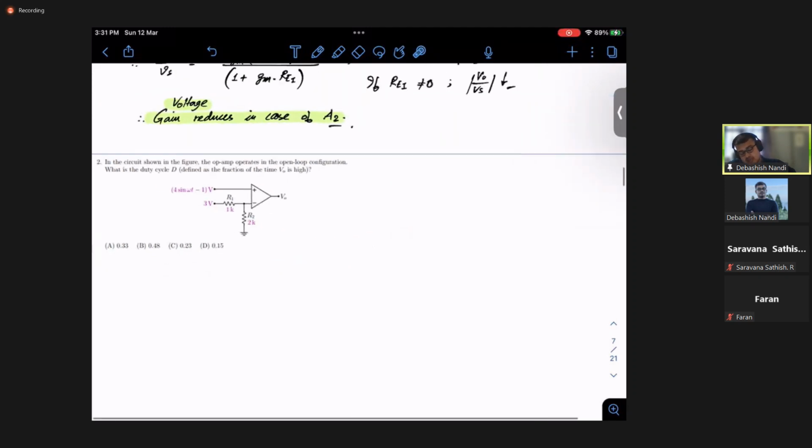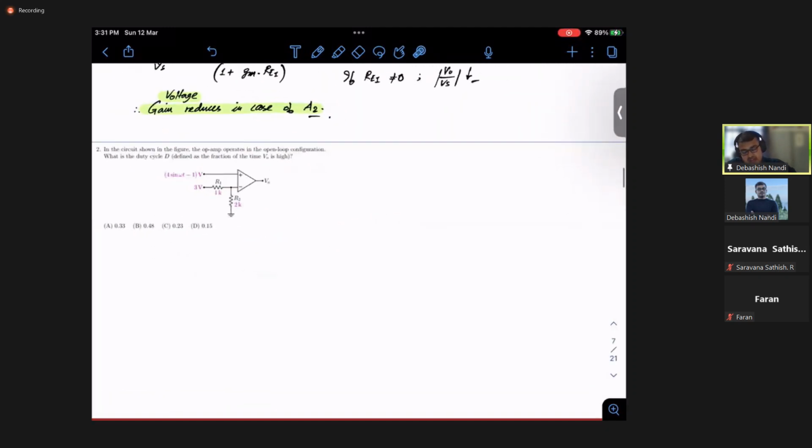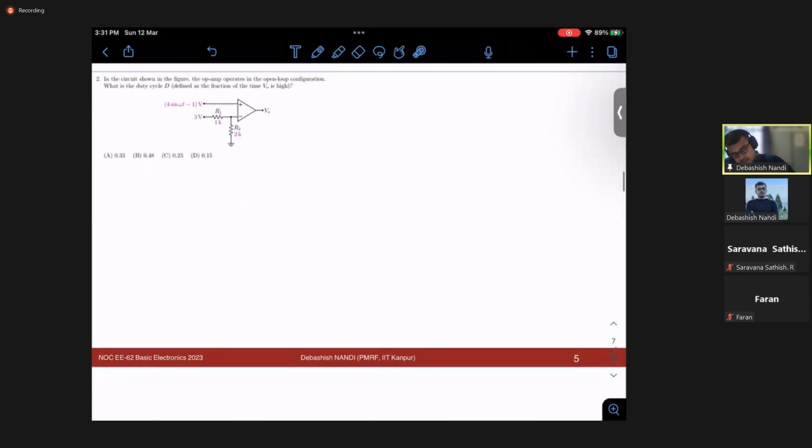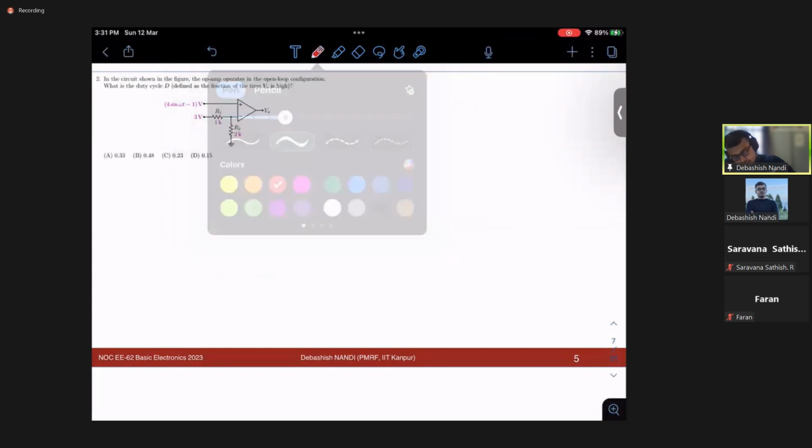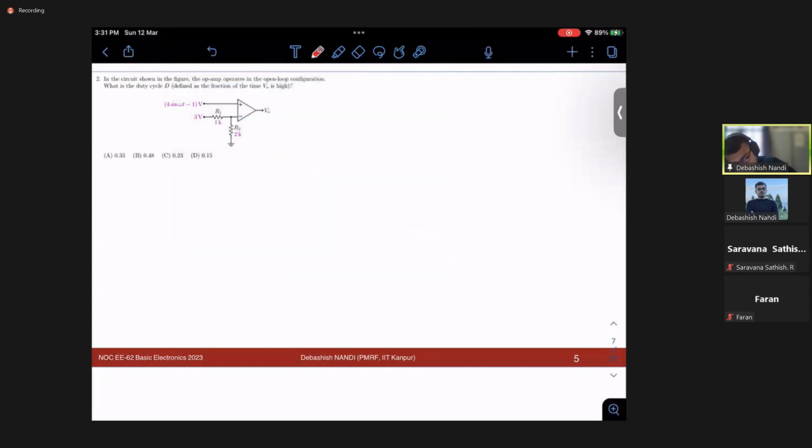So see, let me first tell you briefly what an op-amp is, right? When you analyze op-amp circuits with ideal op-amps, I will tell you what an ideal op-amp is, then you should be treating it as a voltage controlled voltage source. This is the simplest way you can treat it.